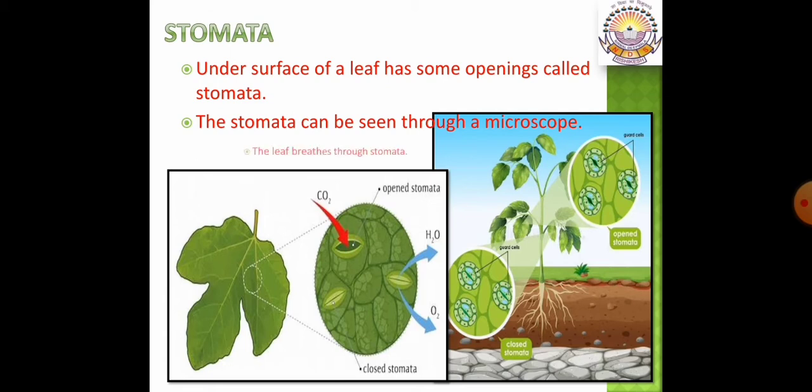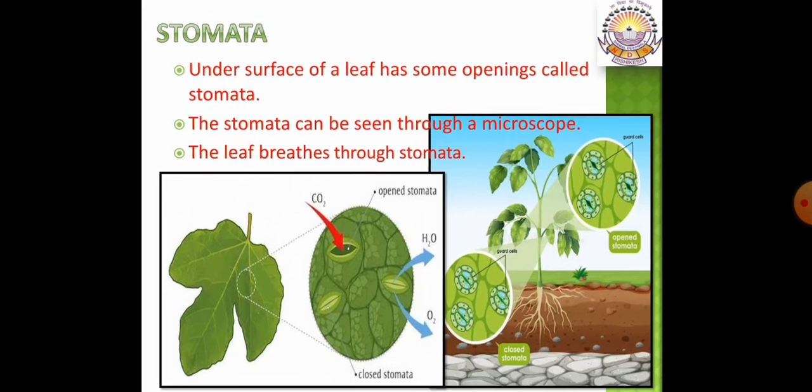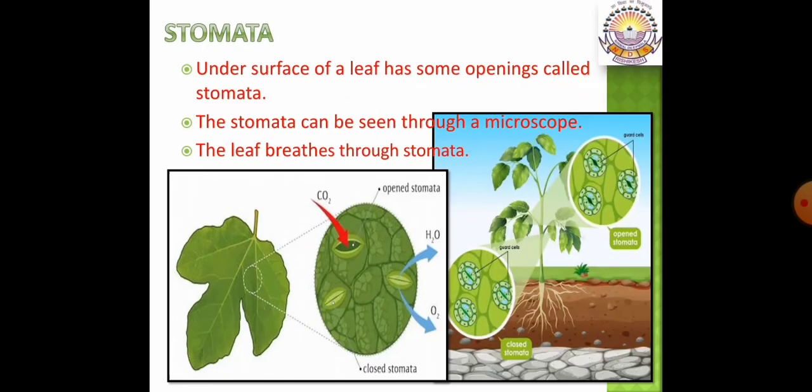The leaf breathes through stomata. Breathing here means it inhales carbon dioxide and exhales oxygen and H2O. This process is called transpiration. Next we will talk about functions of a leaf. The major function of a leaf is to make food.